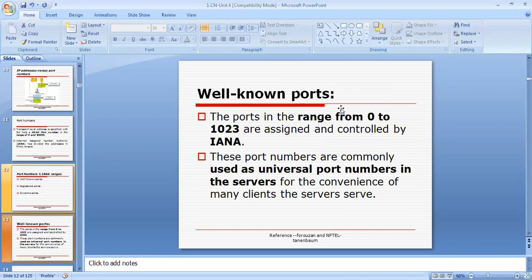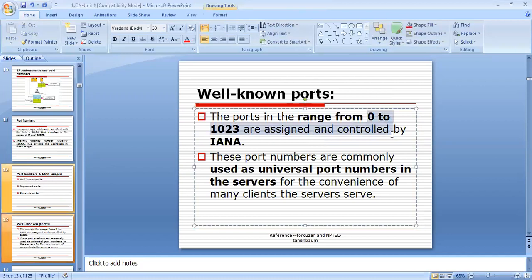The port addresses from 0 to 1023 are called the well-known port addresses, and these addresses have been assigned and controlled by the IANA. It means the user does not have permission rights on these addresses. So these are already controlled by the IANA.